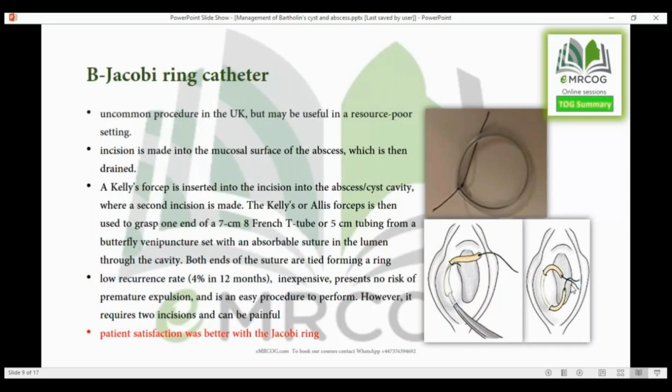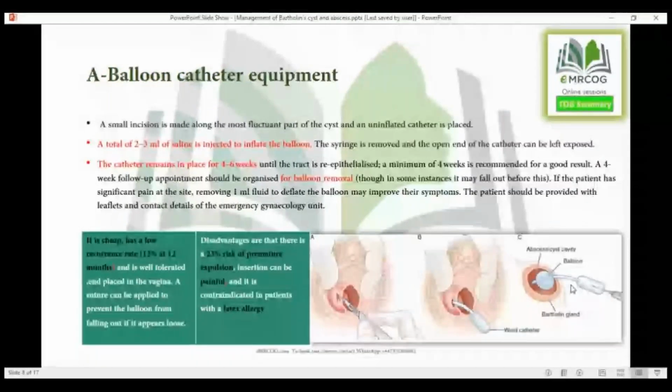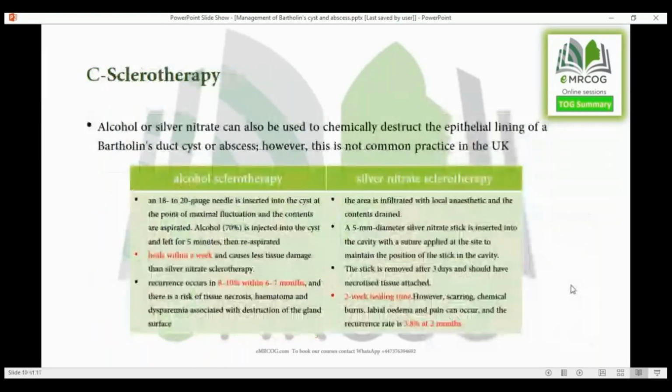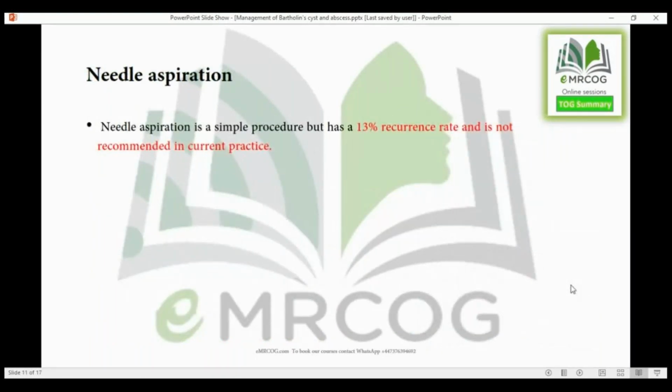The second one is the Jacobi ring catheter. Jacobi ring catheter is an uncommon procedure in the UK, but it can be useful in a resource poor setting. Like you don't have the balloon catheter, it's not available, and I'm not aware of the marsupialization technique. I do not know how to do it. And I remember that I have read about just doing what they call needle aspiration. Needle aspiration is a very poor technique. It's very simple, yeah, but it's very poor and not recommended.